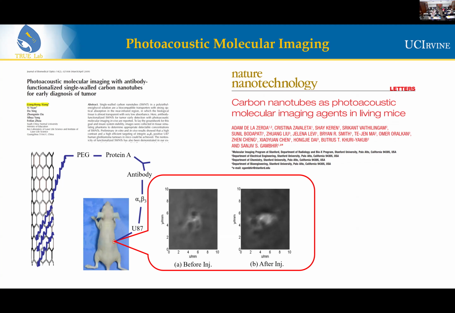Almost at the same time, there was another paper. Sam Gambhir was still alive at the time, and he had a student, Adam, who is now a professor at Stanford. He was also working on nanotubes and published some really good work on that. So I guess that opens another possibility for really targeted imaging for cancer, and for other types of diseases, as long as you can target different problems.